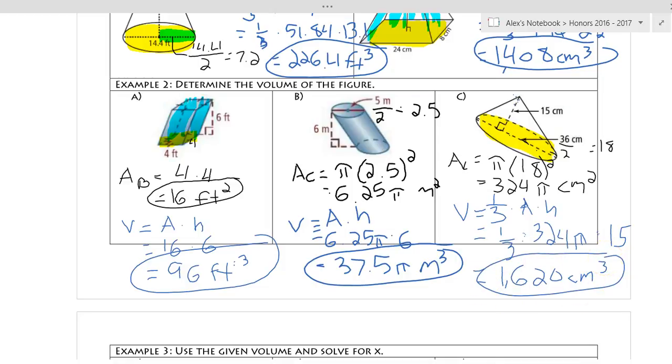Alright, so that's all we're going to look at for volume today. Tomorrow we'll look at a little bit more complex figures and figure out their volume. See you guys tomorrow.